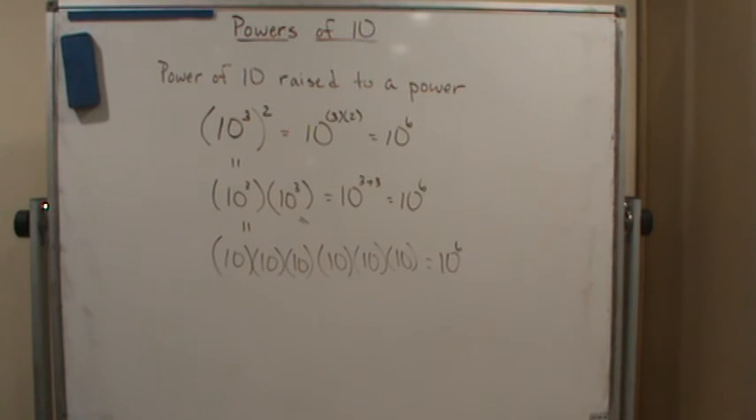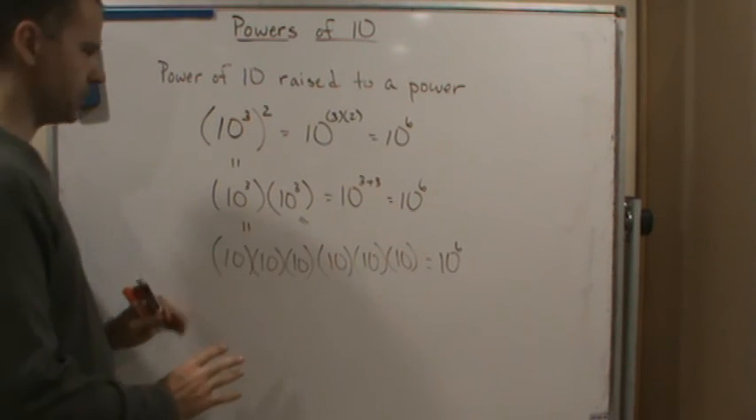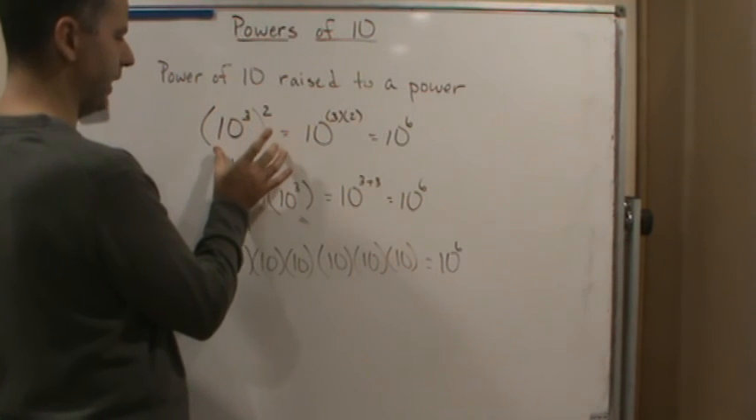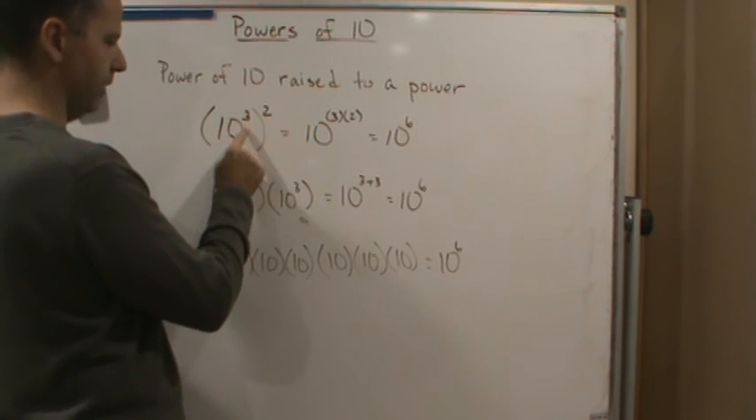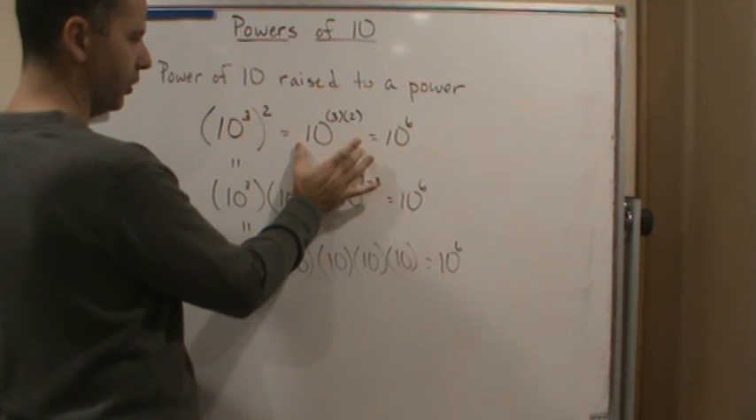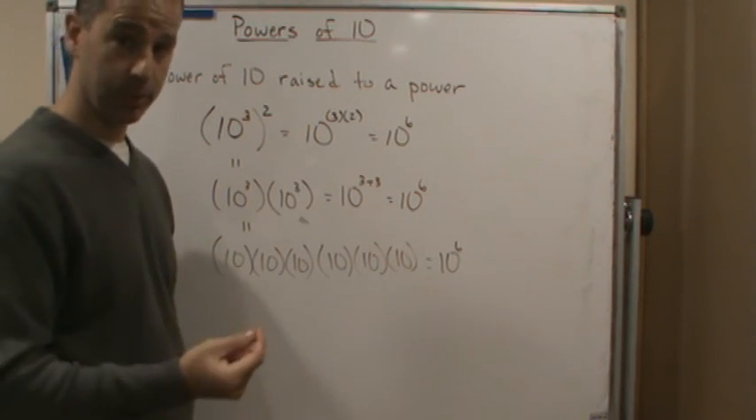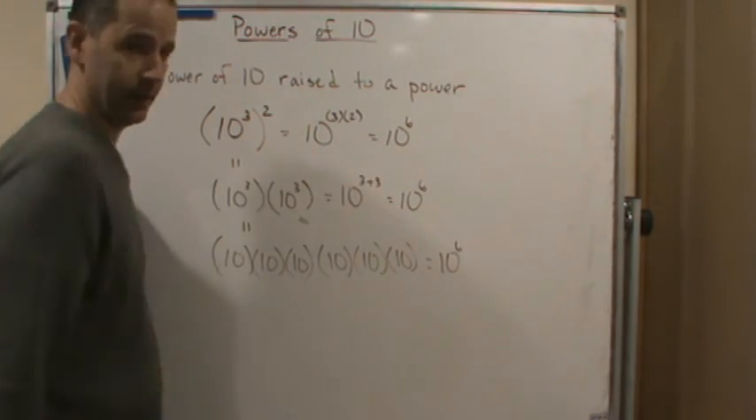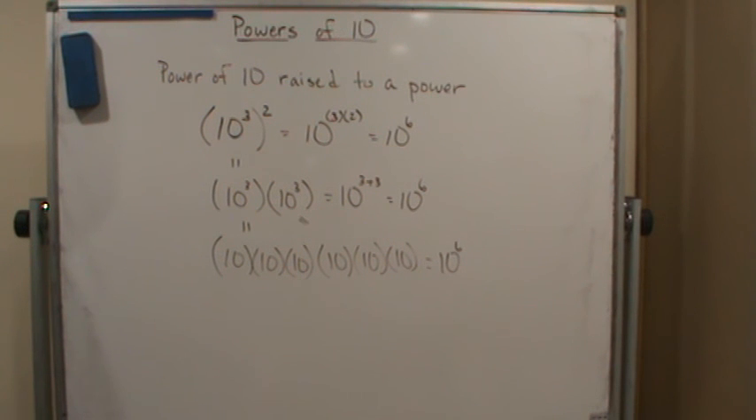Okay, so we could break it down further and get the same answer by just using the definition of an exponent. So the purpose of this video is, again, just to show you that, hey, if you have a power of 10 raised to another power, you take the exponents and you multiply them to get your final answer. Okay? So that's the rule. And so next we'll do some more examples.